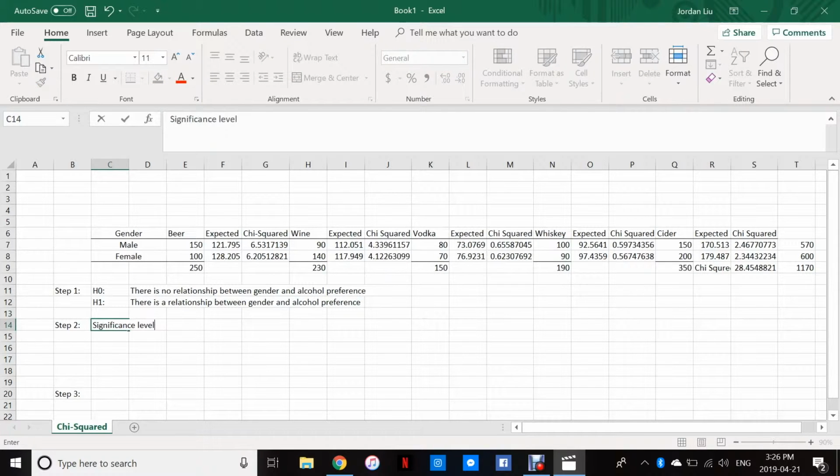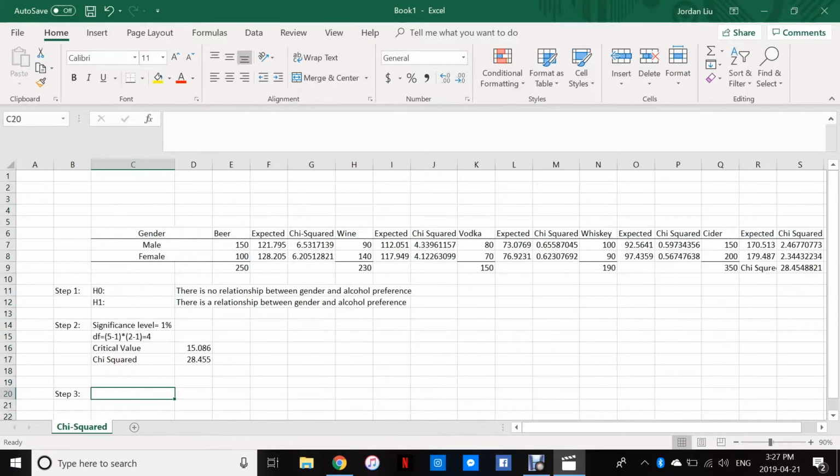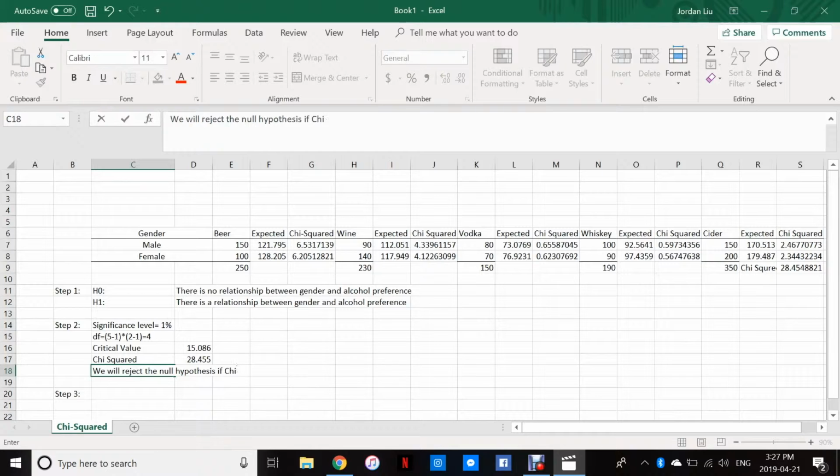Now for step 2, we have determined the significance level to be 1%. The degree of freedom is calculated by the number of columns minus 1 times the number of rows minus 1, to get the degree of freedom of 4. The critical value being 15.086, meaning we will reject the null hypothesis if the test value is greater than 15.086.